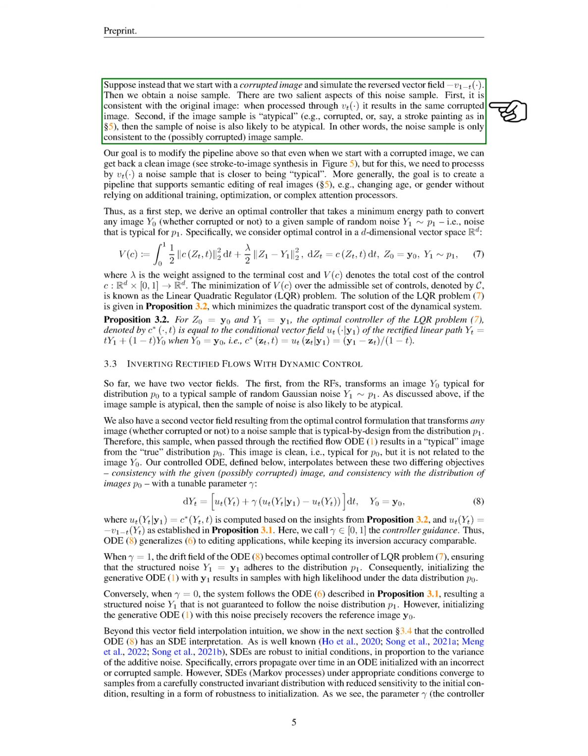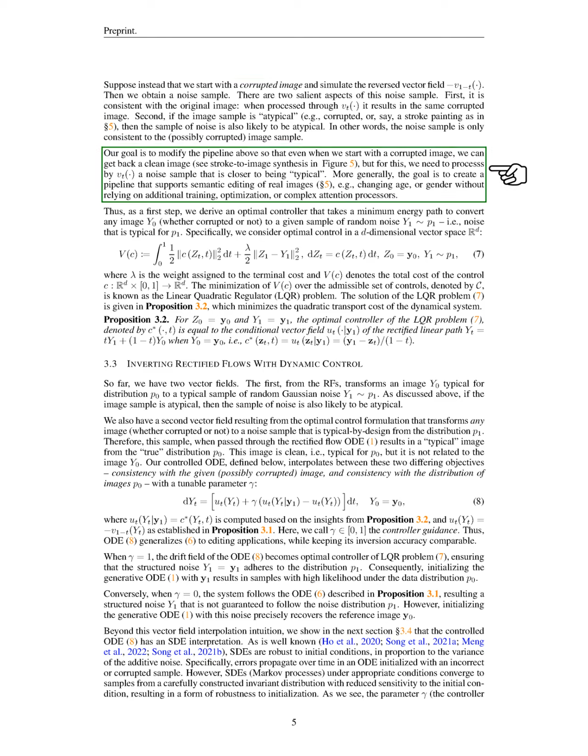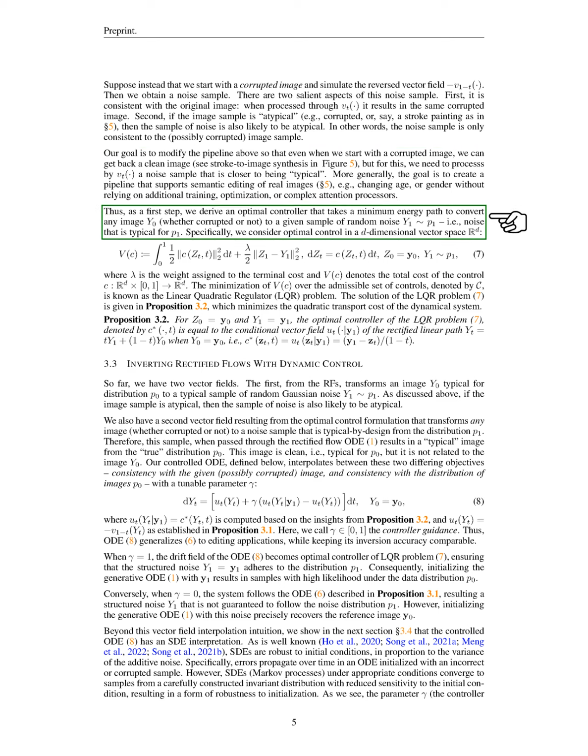If we start with a corrupted image and simulate the reversed vector field, we obtain a noise sample that is consistent with the corrupted image. However, if the image is atypical, the noise sample is likely to be atypical as well. Our aim is to adjust our approach so that we can recover a clean image even from a corrupted one, focusing on generating noise that is more typical. To achieve this, we derive an optimal controller that minimizes energy while transforming any image into a typical noise sample.